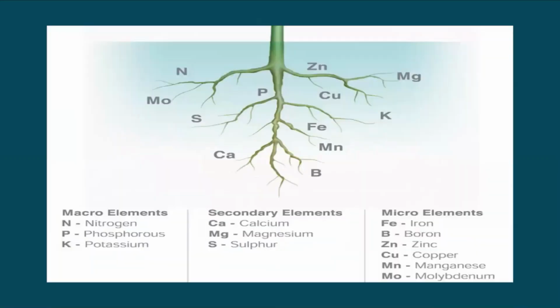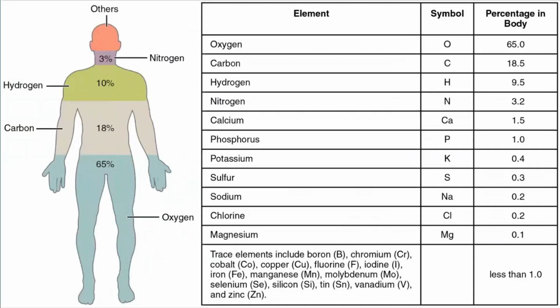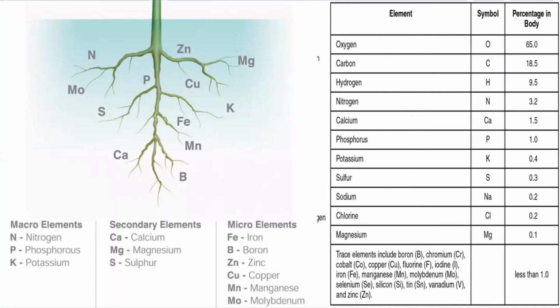Kindly have a look at this image to find the essential elements needed for plant growth and development. Also have a look at the essential elements needed for our body. Are they not almost the same? And why should they not be the same? As it is directly related to the food that we eat.